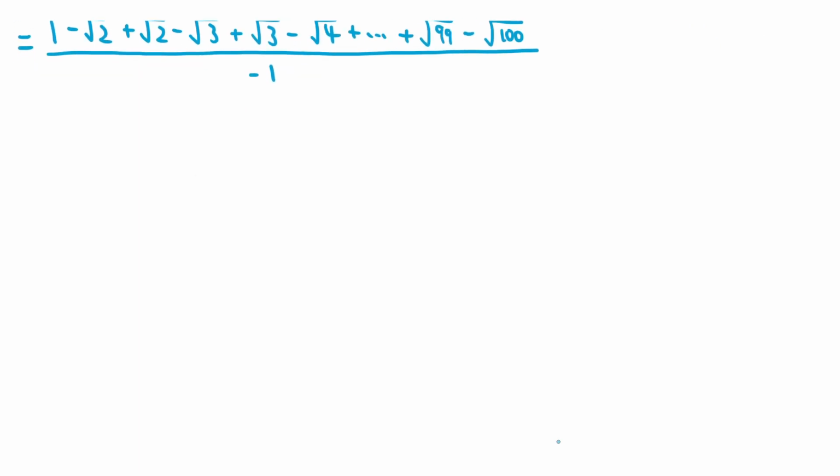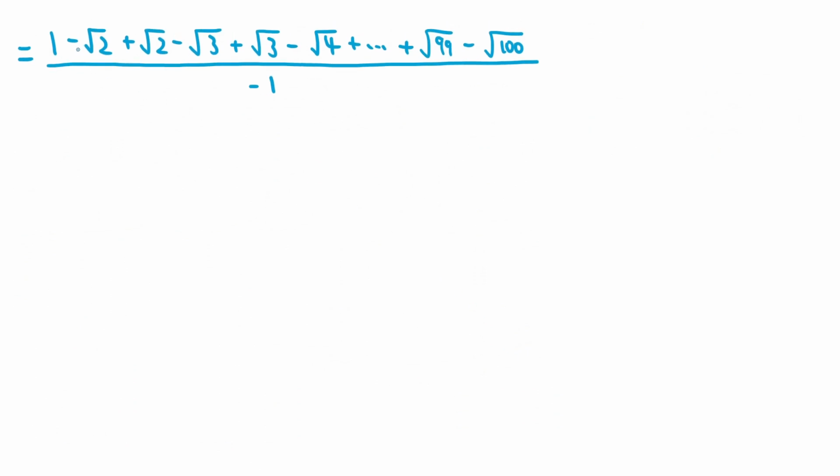Notice how a lot of terms cancel out here. So this negative square root of 2 cancels out with positive square root of 2, minus square root of 3 cancels out with square root of 3, and the negative square root of 4 will cancel out with the plus square root of 4 that comes after that. And this goes on until the second last term, where the negative square root of 99 would cancel out with the plus square root of 99. So we're really just left with two terms, which is 1 minus the square root of 100 in the numerator, and of course this is divided by -1.